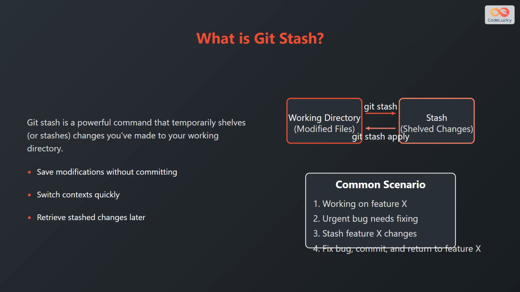Consider a common scenario. You are working on feature X when an urgent bug needs fixing. Instead of committing the unfinished feature X, you can stash the changes, fix the bug, commit, and then return to feature X by retrieving the stash changes.